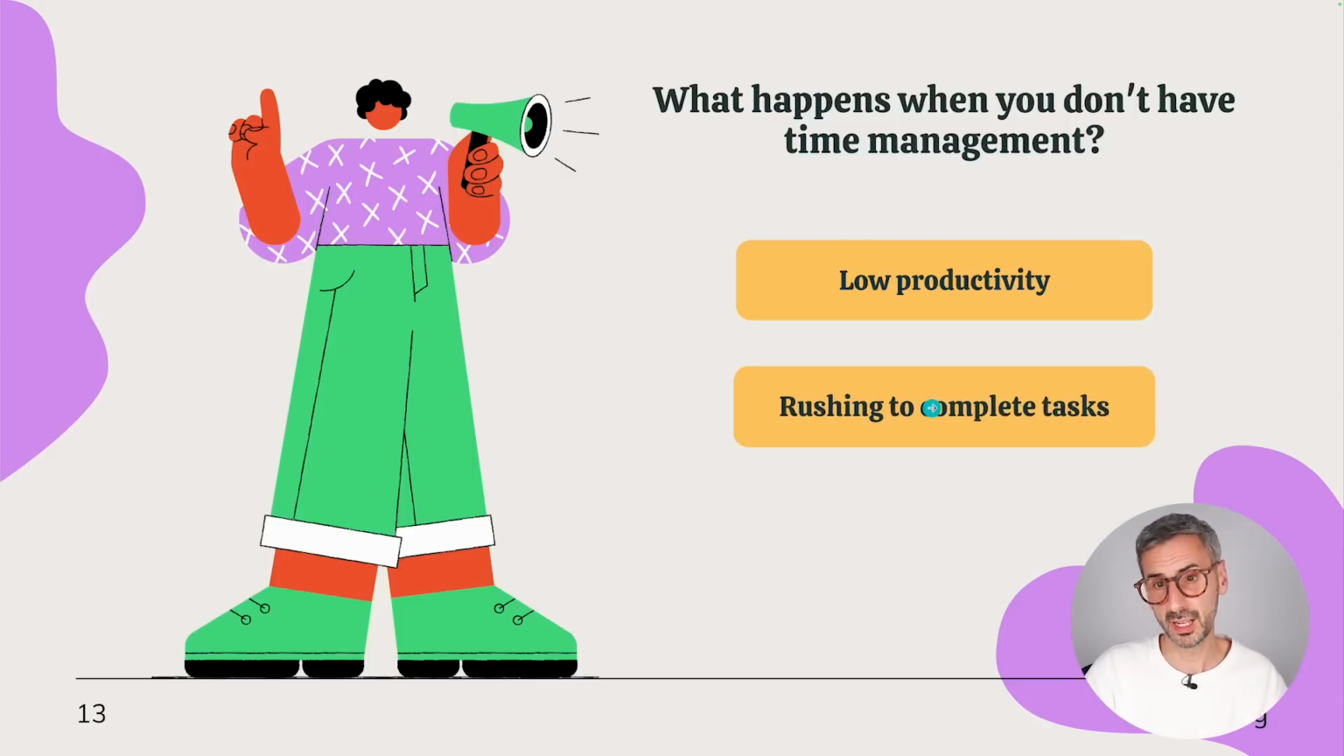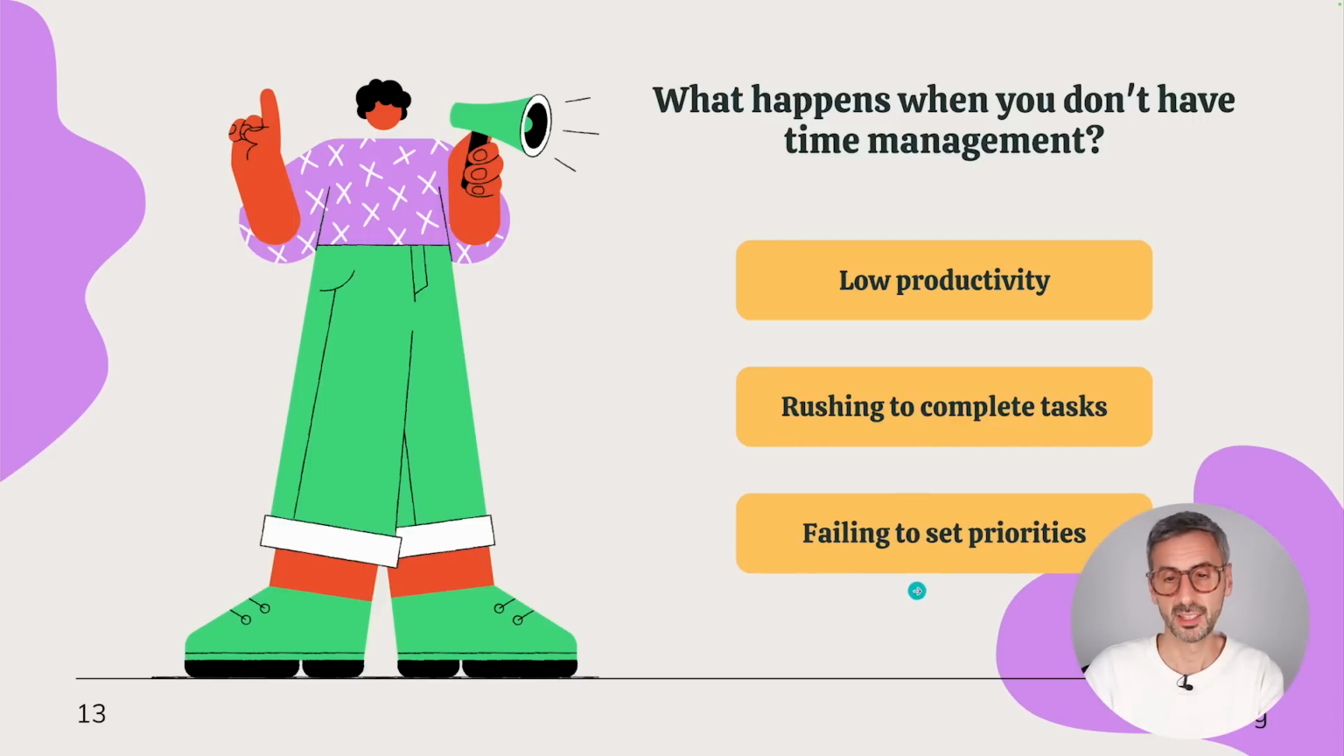Second point, I'm going to click again, boom. Rushing to complete tasks. That's what happens when you don't have time management, and so on, talking again. And then my third button, I want to make it appear. I click again, and there you go, failing to set priorities. So this is the first new feature I wanted to show you guys today. It's called on-click animation. Let's move on to the second feature.